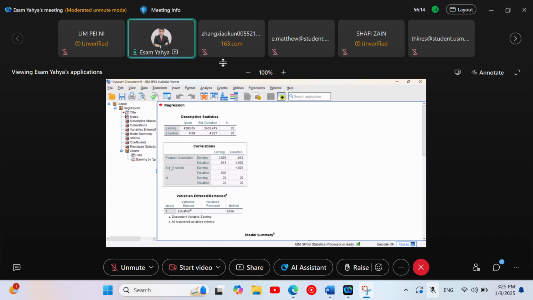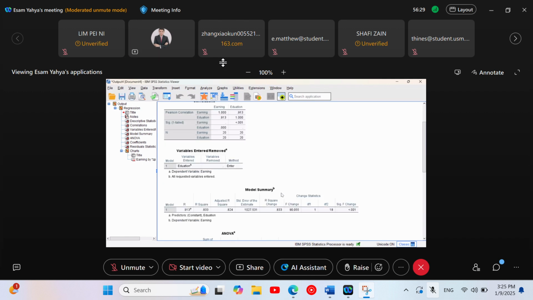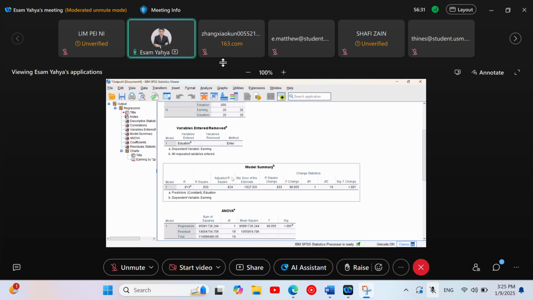0.93 for the education, with the significance greater than 0.01, which is significant. The N for earning and education, both of them is 20. Okay, one more thing. We have here the model summary.